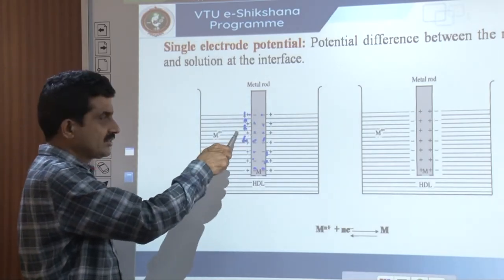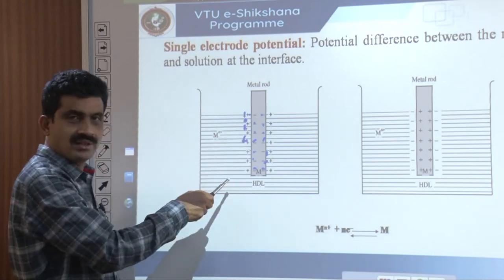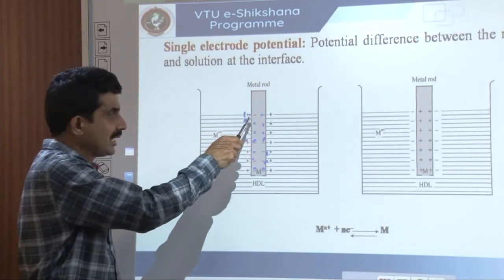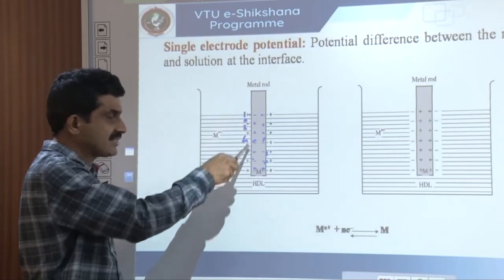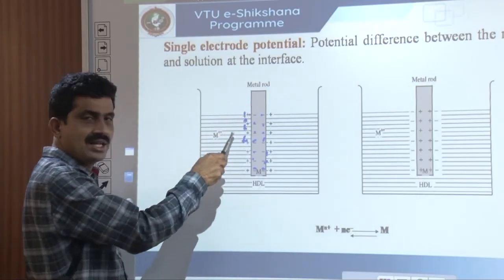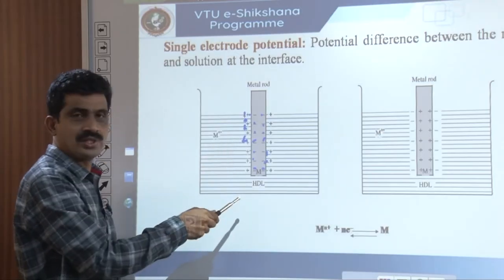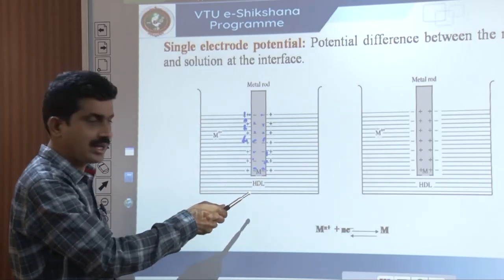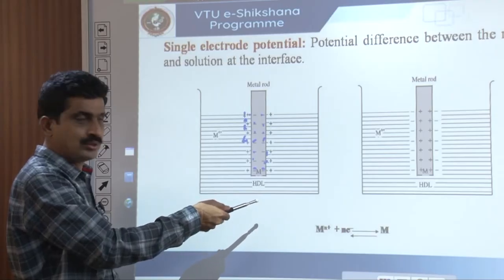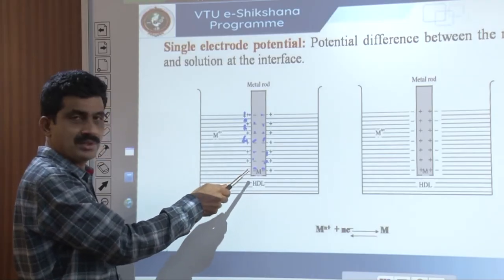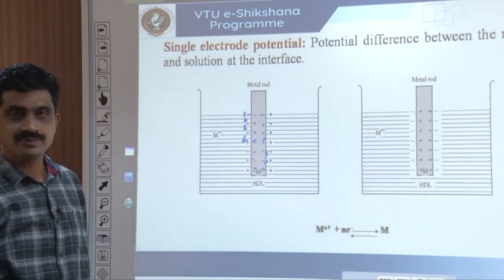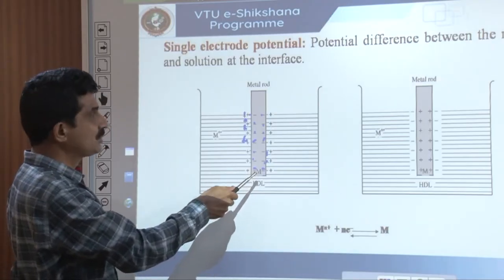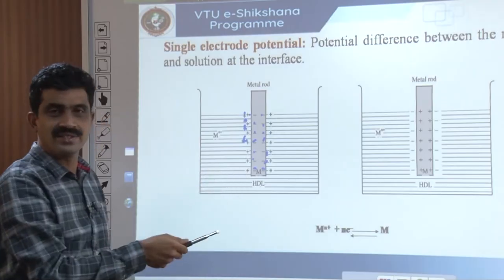See, upon oxidation the metal gains negative charge. Why? Because the electrons that are released get deposited on the metal rod. That makes the surface negatively charged. And these negative charges attract the positively charged ions present in the solution. So, here a double layer is formed. We call it the electrical double layer or Helmholtz double layer. This electrical double layer is responsible for the electrode potential. So, we say it is the potential difference between the metal and the solution with which it is in contact at the interface.